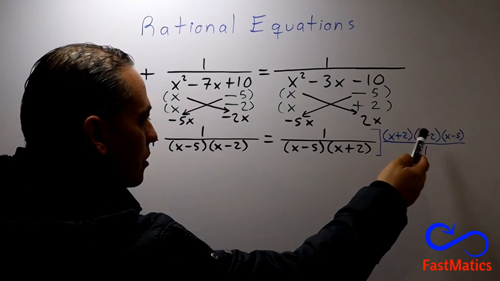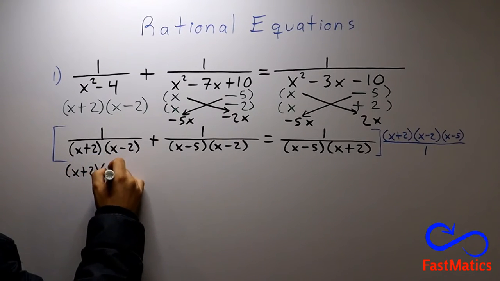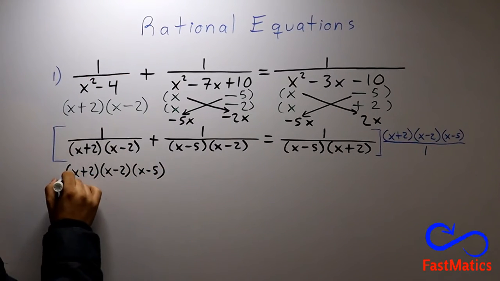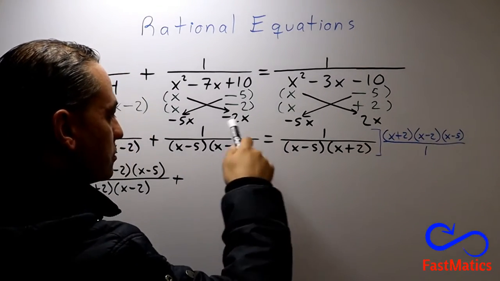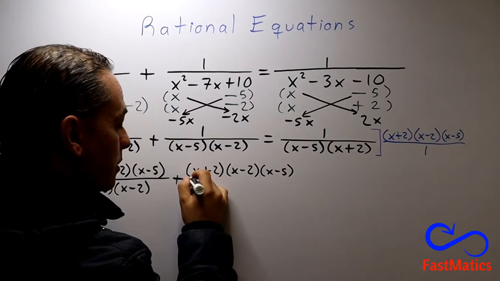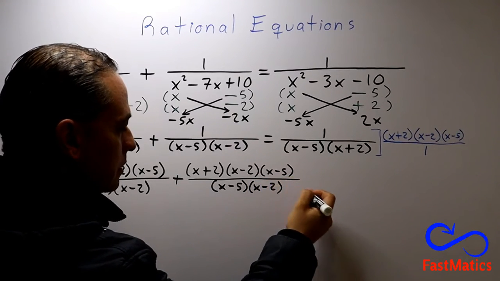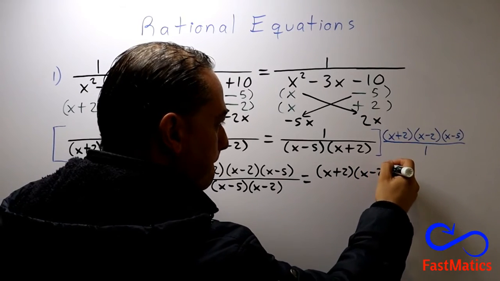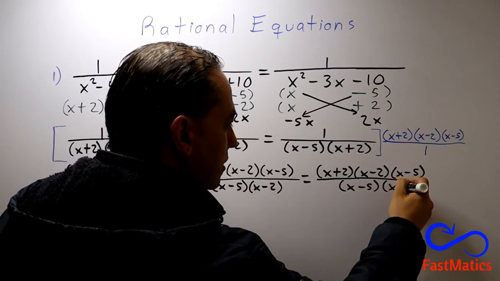So, those factors times 1 are those factors: x plus 2 times x minus 2 times x minus 5. And those factors times 1 are those factors. After that, plus. Those factors times 1 are those factors: x plus 2 times x minus 2 times x minus 5 divided by those factors times 1. Finally, equal to those factors times 1 are those factors, and those factors times 1, those factors.